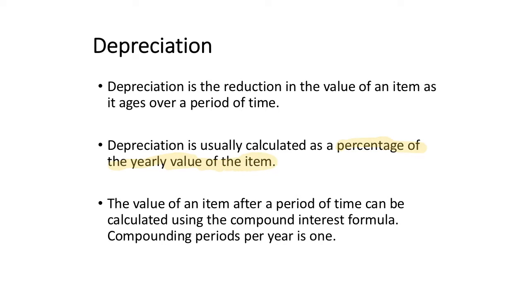Depreciation is normally calculated as a percentage of yearly value of the item. Assuming that the value decreases by the same percentage each year, the value of an item after a period of time can be calculated using the compound interest formula. So the compounding period per year is going to be 1. Let's have a look at how the compound interest formula is going to apply.